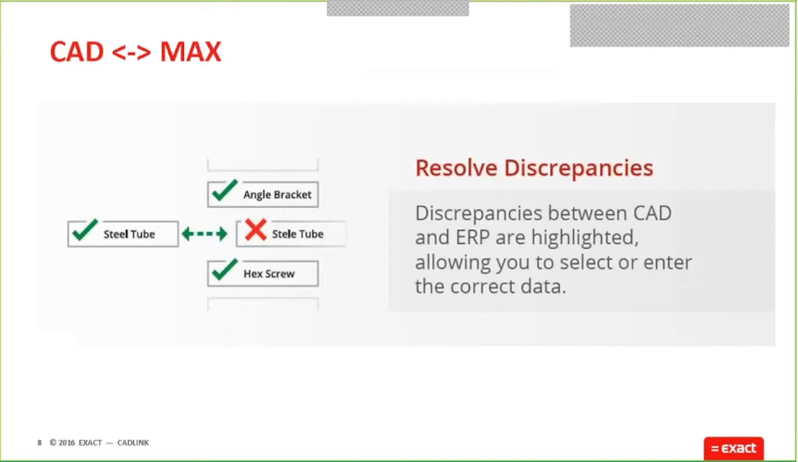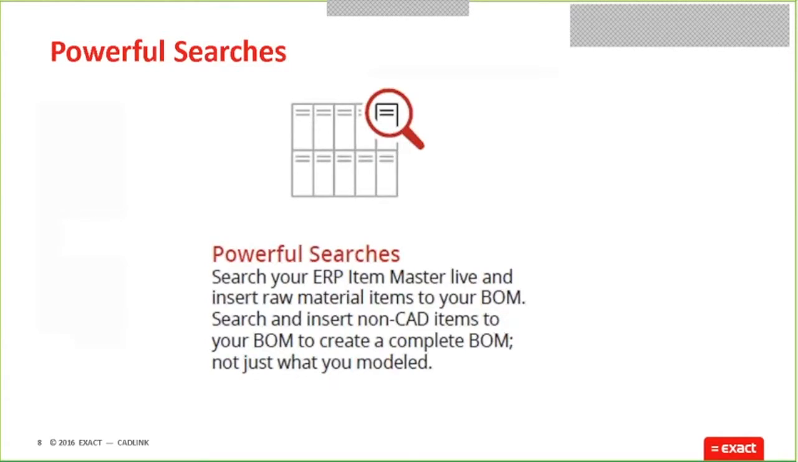CAD to Max allows you to resolve discrepancies so that you can easily see with highlighted information where you have discrepancies between your CAD package and your Max ERP system. A simple right-click allows you to select or enter the correct data so that it can be updated and consistent between your two packages. And CADLink for Max has a powerful search engine, which allows your engineers to search your ERP item master so that you can insert raw materials into your bills of material.